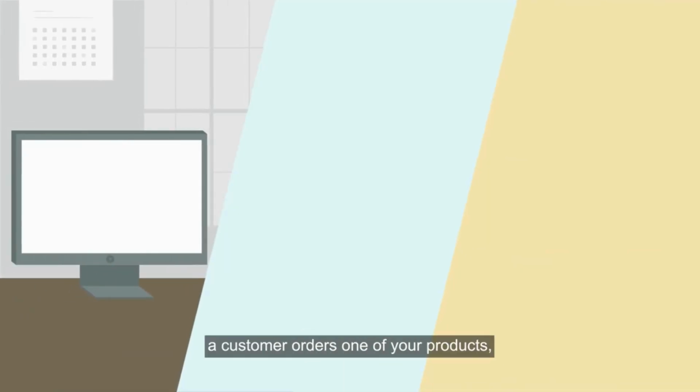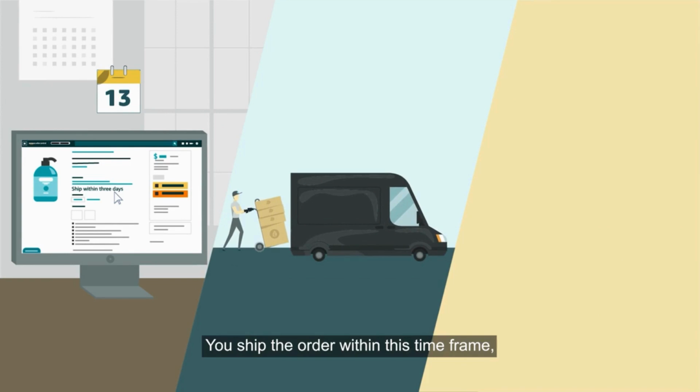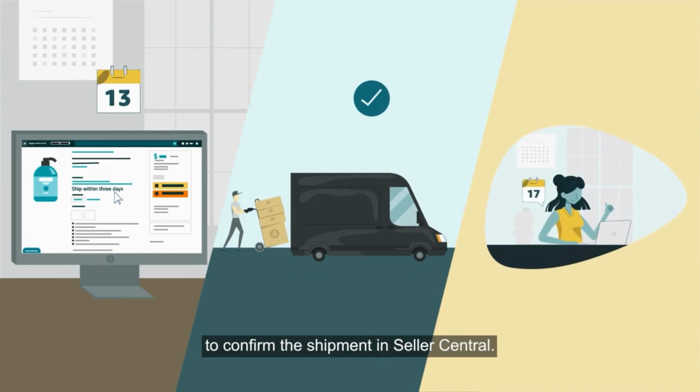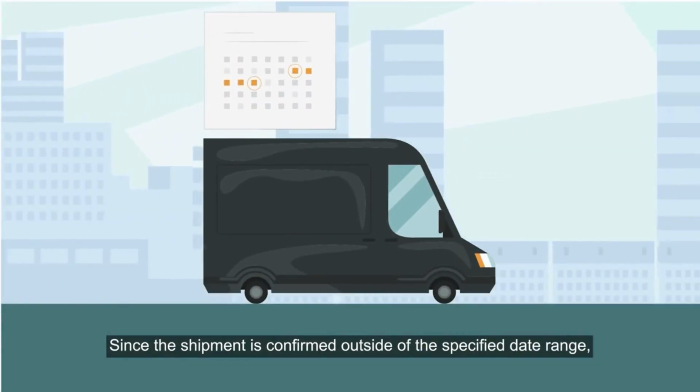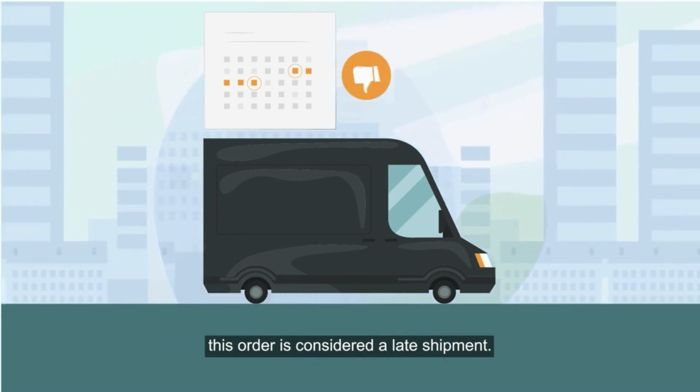For example, a customer orders one of your products which you've indicated will ship within 3 days. You ship the order within this time frame, but you wait until 4 days after the order was placed to confirm the shipment in Seller Central. Since the shipment is confirmed outside of the specified date range, this order is considered a late shipment.